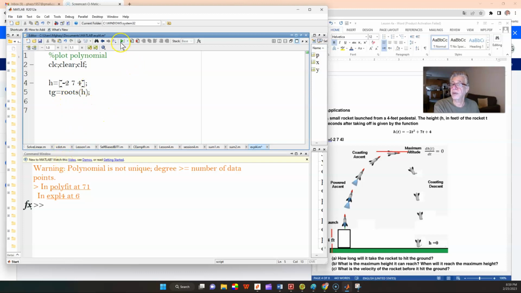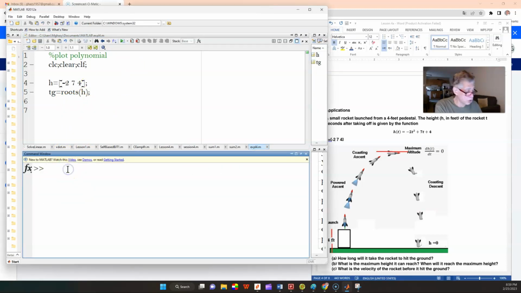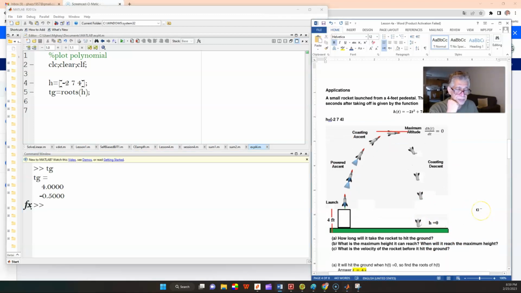Let's run the program here. If you now write tg, it will give you a time. So the solution of this polynomial is t equal to 4 or t equal to -0.5. And the negative time is rejected, so tg is equal to 4. It means it will hit the ground at t equal to 4, after 4 seconds. After launching this rocket, it will take 4 seconds to go back to the ground. Great. So we solved the first question.